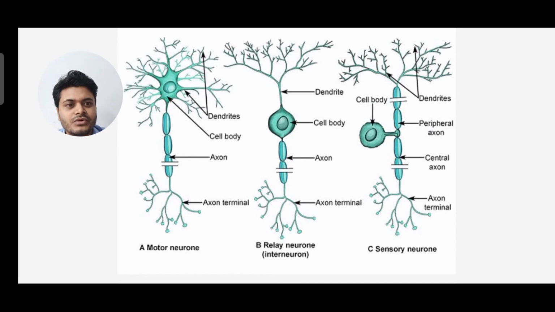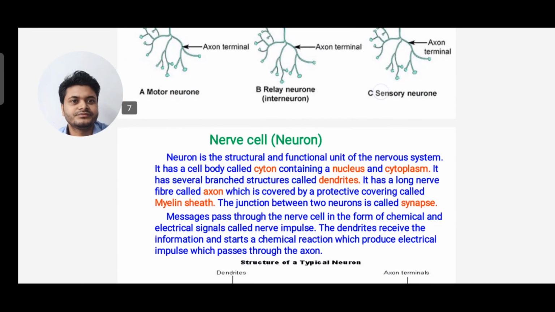So you can see a motor neuron. Neurons are of three types: motor neuron, relay neuron, and sensory neuron. In the motor neuron you see, the relay neuron you see, and the sensory neuron you see. All right, we'll see these one by one.